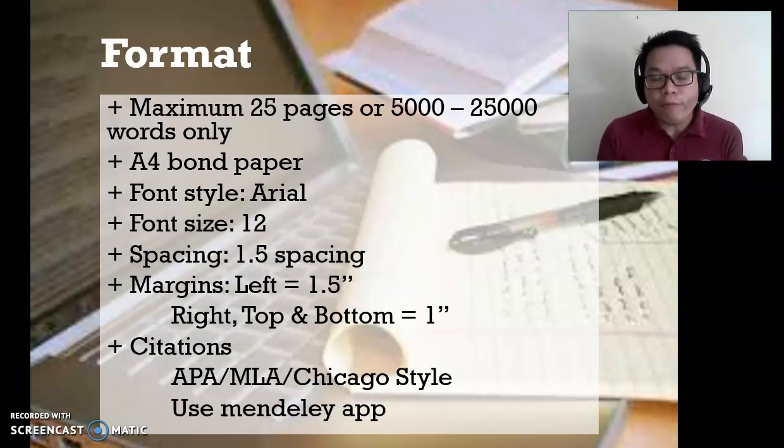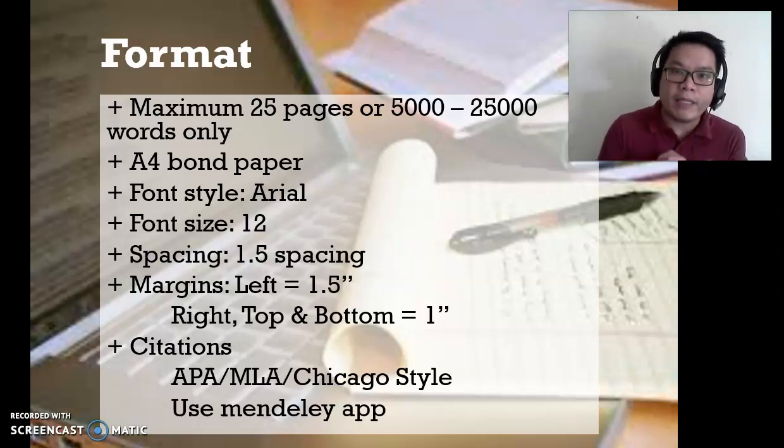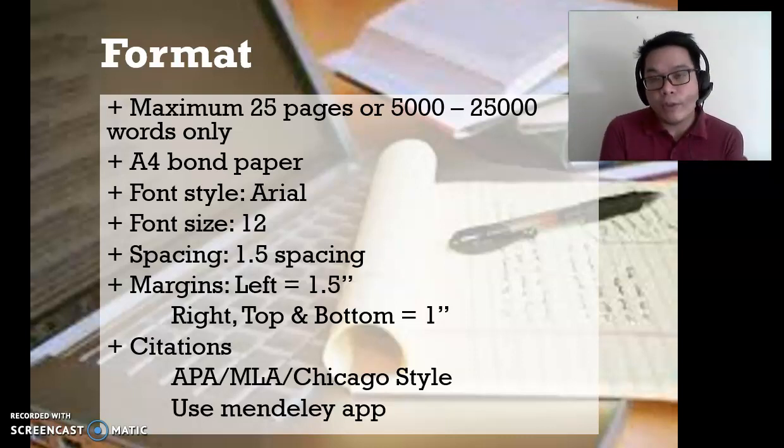Okay, so if possible, you can download the Mendeley app so that it will be easier for you to write your list of references at the end of your research paper. But just in case you have a problem with using Mendeley, make sure that you know how to manually encode your references using APA style.